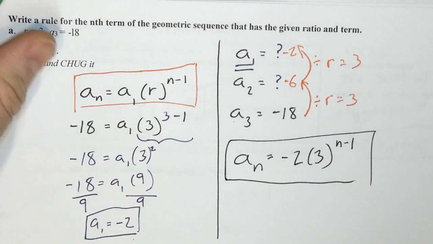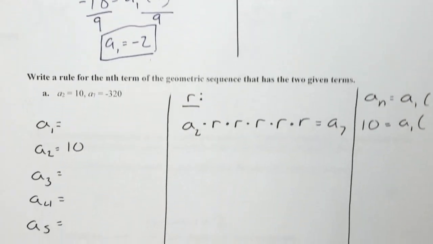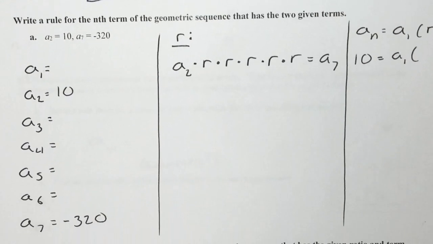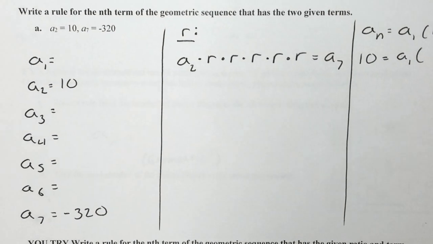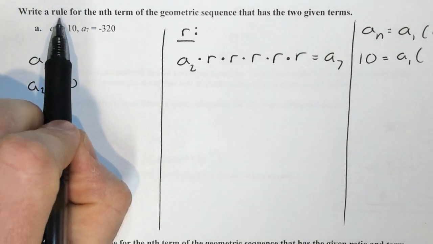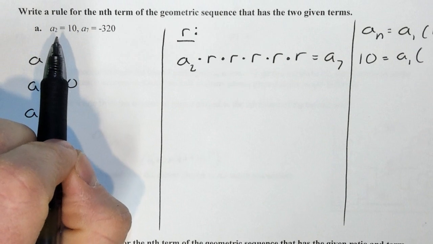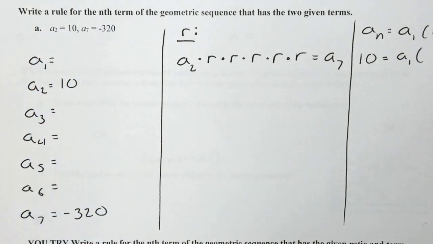Let's try one that's even more abstract than that. So right down here, we have a problem that's going to take it a bit further. Once again, like I said, I'm going to give you less and less, but expect you to produce the same. We still want a rule, but this time I'm going to give you A2 and A7. Now, neither of these pieces of information are particularly helpful. Once again, our formula requires that we know the first term, which we do not, and the ratio, which we also do not know.